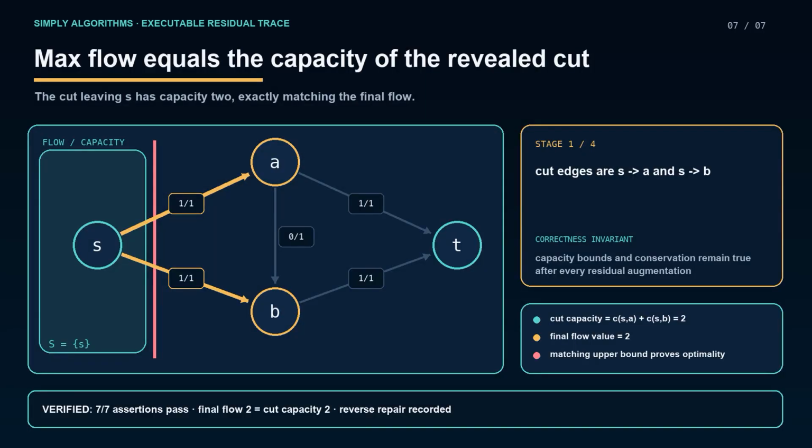The final residual search reveals the cut with source side containing only S. The original edges crossing that cut are S to A and S to B, each capacity 1, for total capacity 2. Every flow is at most every cut capacity, and our flow reaches this cut bound. Therefore, the value 2 is maximum. A greedy first path never invalidated the algorithm because residual edges preserved the ability to revise it.